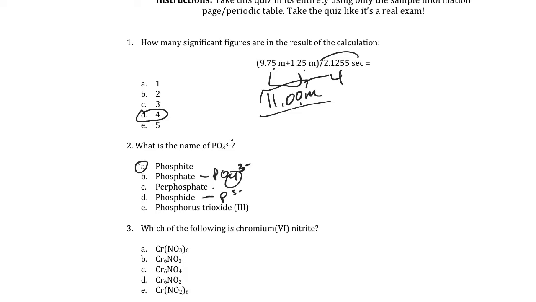Which of the following is chromium 6 nitrate? Nitrite. Nitrite is NO2 minus. Chromium 6 is chromium 6 plus. So this is going to be CrNO2 6. So that would be answer E.